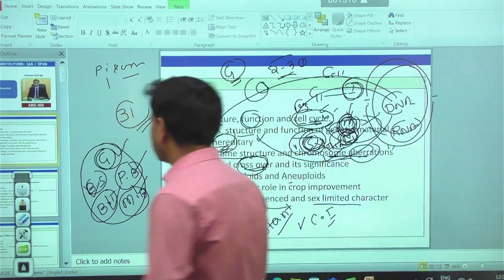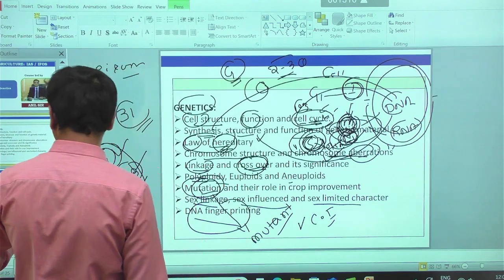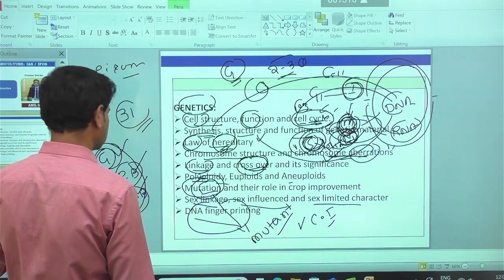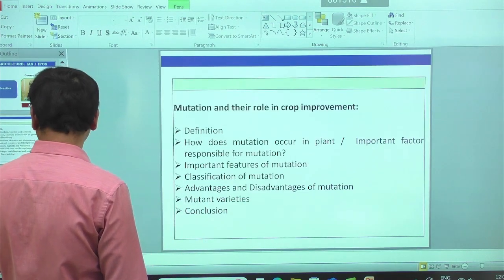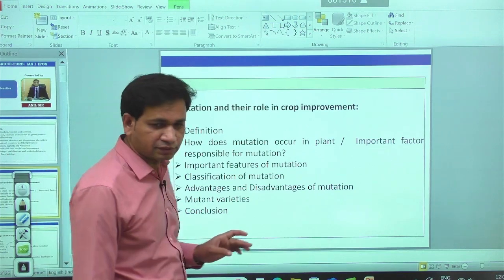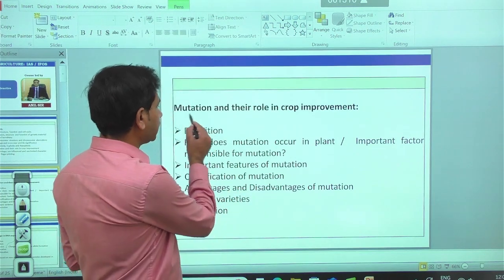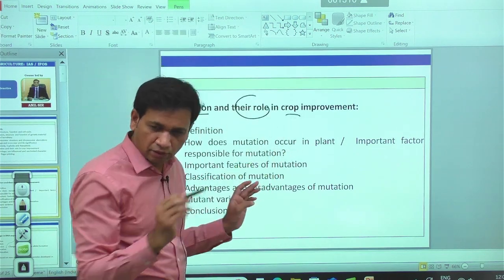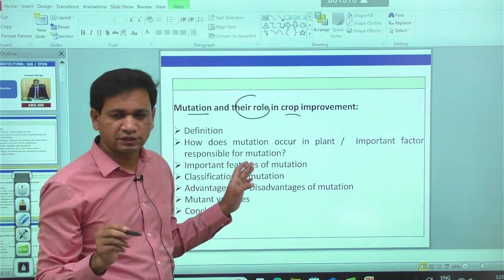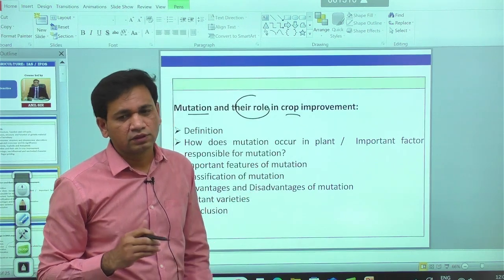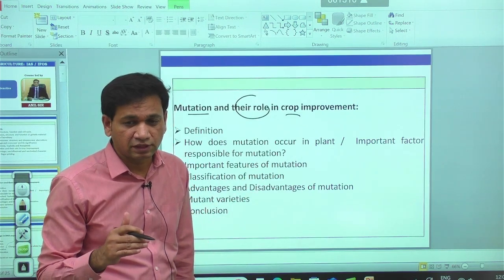Right. So today we will be discussing mutation and its role in crop improvement, from which we can expect a minimum of 15 to 20 marks. So we said, what do you mean by mutation? Sudden heritable changes in the DNA sequence.